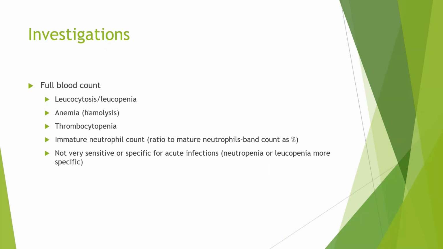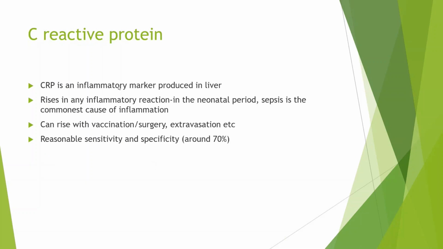Investigations include full blood count, and leukocytosis or leukopenia may be seen. Anemia due to hemolysis or repeated sampling may be seen. Thrombocytopenia in line-related sepsis as well. Thrombocytopenia is a common feature, and abnormal liver function test with thrombocytopenia goes with gram-negative sepsis. Immature neutrophil count may be seen. It's not very sensitive or specific for acute infections, though neutropenia or leukopenia are more specific.